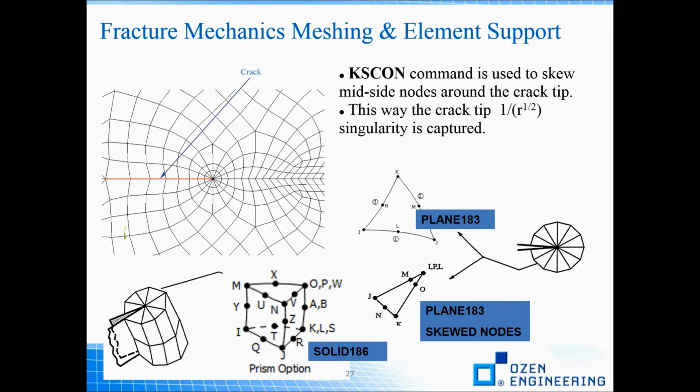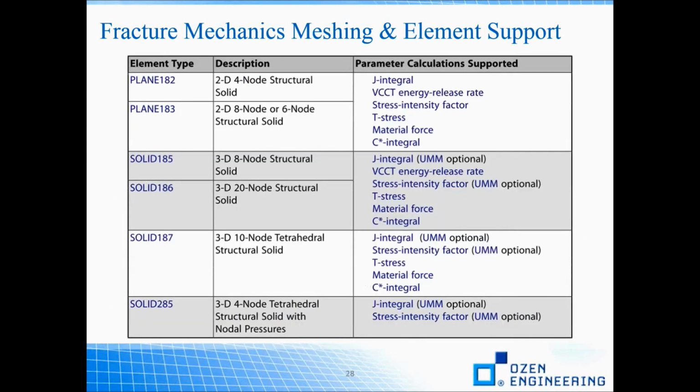Considering fracture mechanics using finite element analysis, the crack tip meshing needs special attention if one doesn't use the unstructured mesh method. And the KSCON command is one critical command in ANSYS Mechanical APDL, which is used to generate elements around the crack tip with skewed mid-side nodes as seen here. The mid-side nodes ideally should be close to the crack tip at 1/4 of the element edge length, and this way the crack tip 1/√r singularity can be captured.